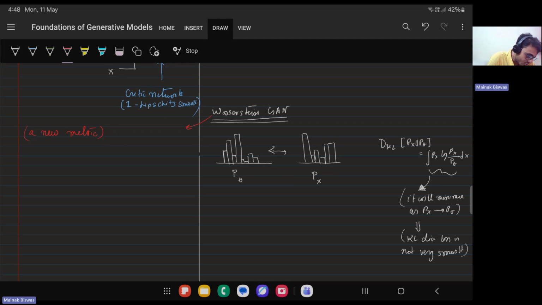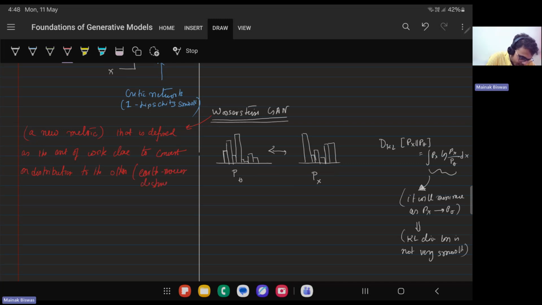So it is a new metric that is defined as the amount of work done to convert one distribution to the other. This is also called the earth mover's distance.